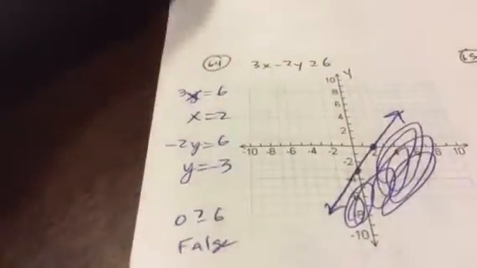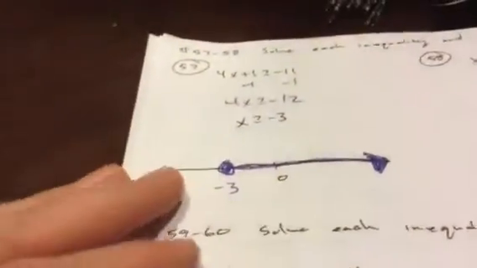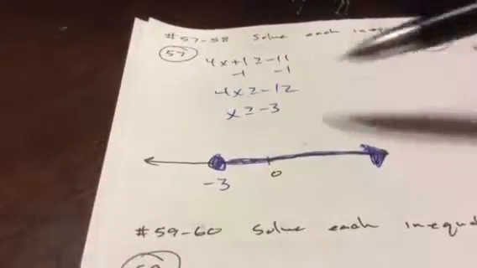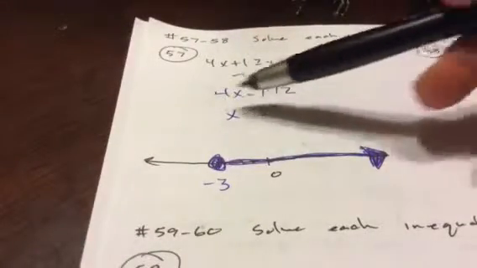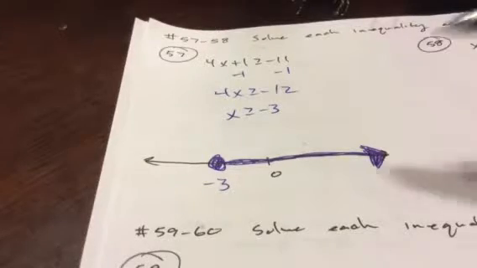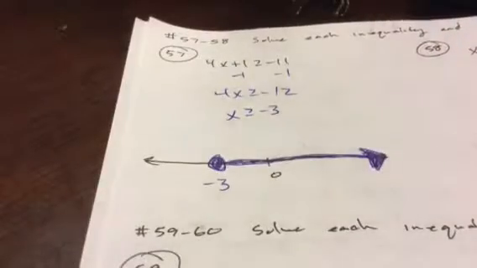All right, everything from here on out was on your last test, which overall we did a pretty good job with. Number 57 and 58, solve each inequality and graph it. Folks, you want to subtract 1 from both sides. 4x is greater than or equal to -12. Divide both sides by 4. Yes, I know a negative is involved. You did not divide by a negative, though. X is greater than or equal to -3. That means a closed circle, and you shade to the right.